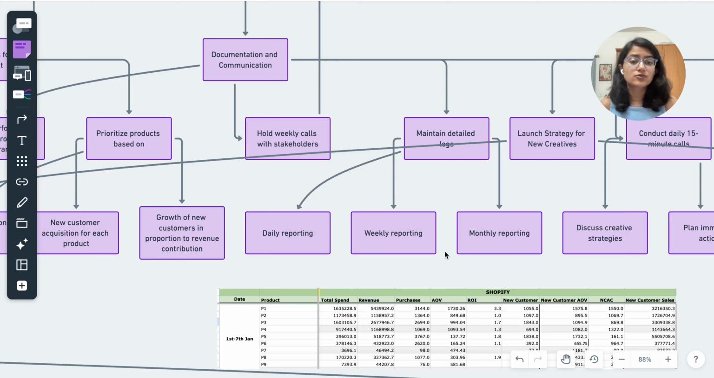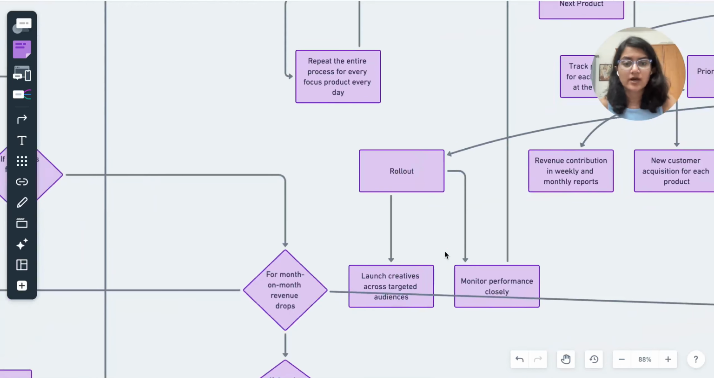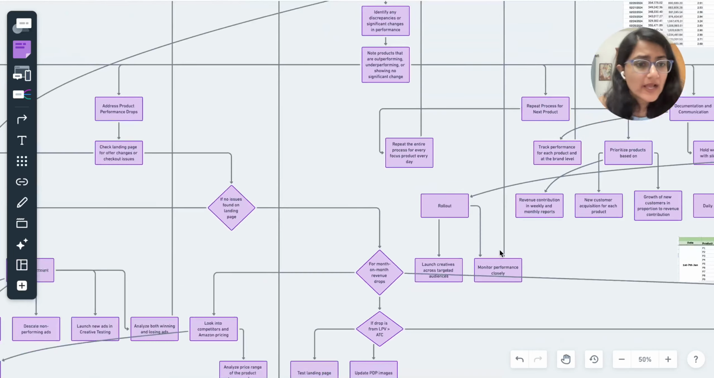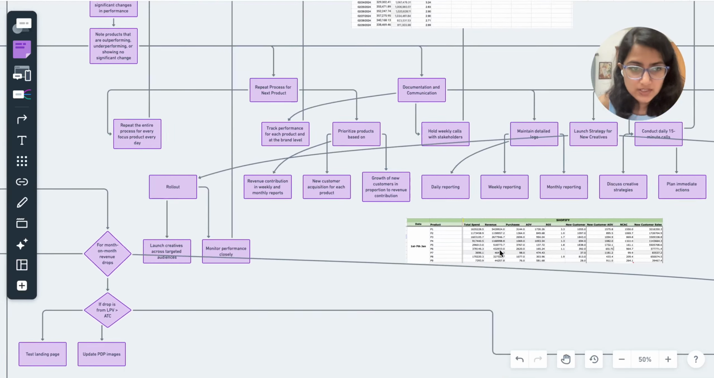Now let's come to the strategy of new creatives. As I've already mentioned, once you are analyzing the products and you find a new winner, I'll be launching iterations and checking whether my creatives are getting targeted to the right audience, whether my pre-click metrics are on track or not, and I'll keep on monitoring the performance closely.